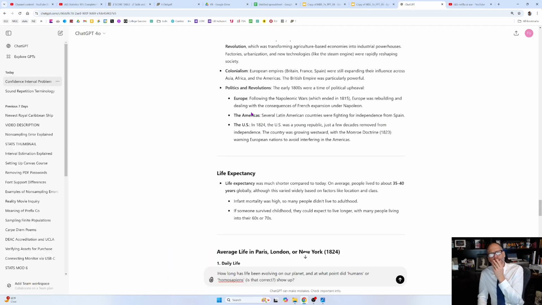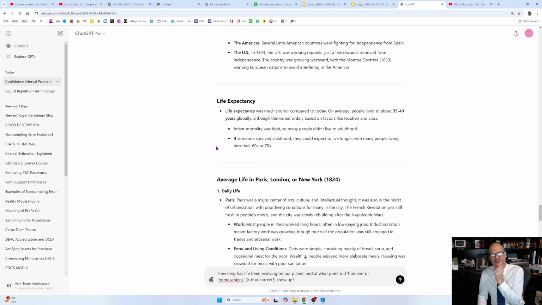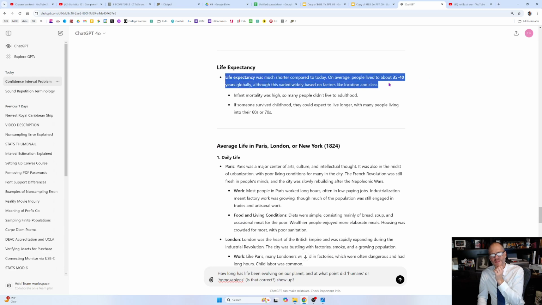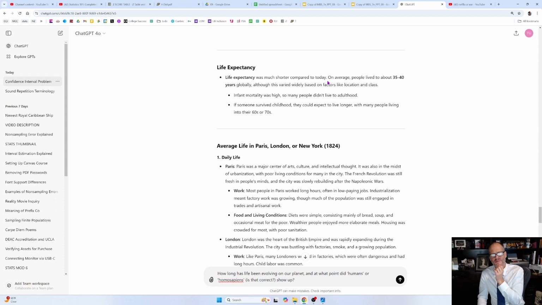Europe, Napoleon. Americas, Latin American countries were fighting for independence from Spain. The U.S. was a young republic, just a few decades removed from independence. The country was growing westward with the Monroe Doctrine, warning European nations to avoid interfering in the Americas. Life expectancy was 35 to 40 years globally, though it varied widely based on factors like location and class. Infant mortality was high, so many people didn't live into adulthood. If someone survived childhood, they could expect to live longer, with many people living into their 60s or 70s. So this was low because a lot of people died when they were young.